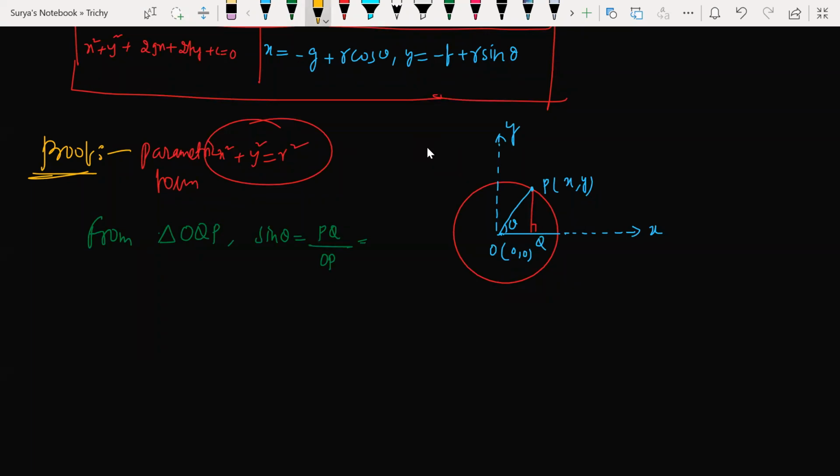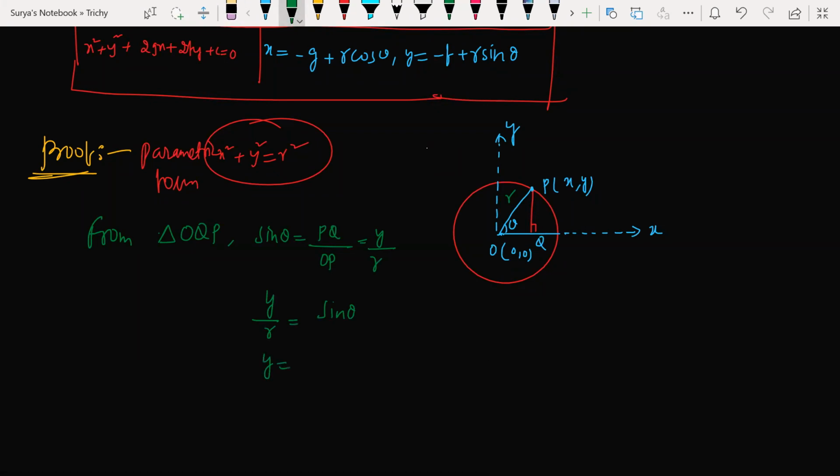What is PQ length? What does the PQ length represent here? Y axis तो, isn't it? Am I correct? बेटा PQ is Y here. OP is nothing but what? OP क्या है बेटा? ये रेडियस ही तो है, isn't it? Alright. और सो मुझे y कोऑर्डिनेट क्या मिलेगा? Then y by r can be written as sin theta.